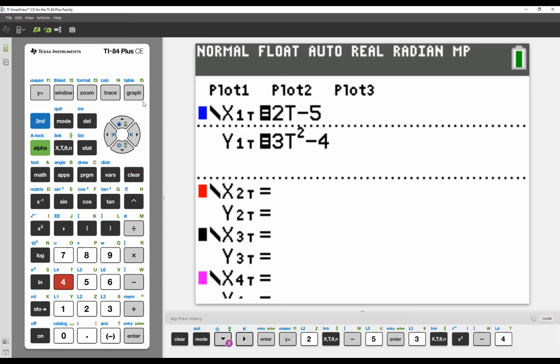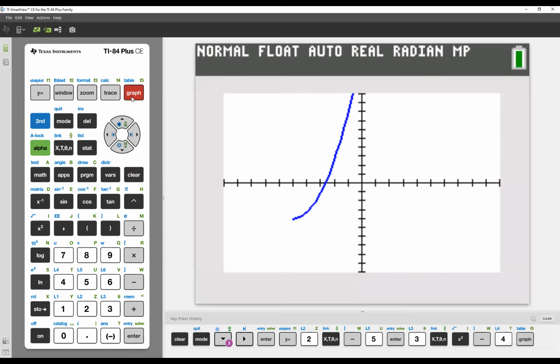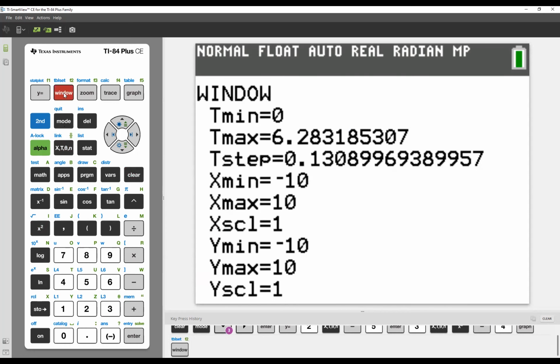and then enter in our equations in there. And the graph will show you the graph. If you go into the window settings, you can play around with those a little bit. Our default that it set up was from 0 to 2 pi, it looks like. 6.28 is about 2 pi, and then you've got some sort of step in there.